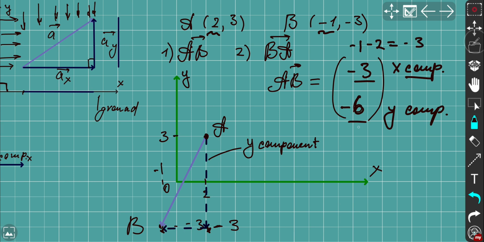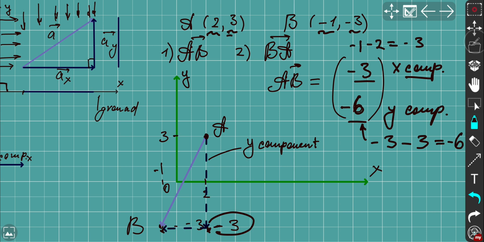So what about -6? How do you arrive at -6? So you actually subtract from -3, this is the y component, again, of the ending point. So this is the y component of the ending point, -3. You subtract the y coordinate of the starting point A. So that's why you simply subtract 3 again, and that's how you arrive at -6.